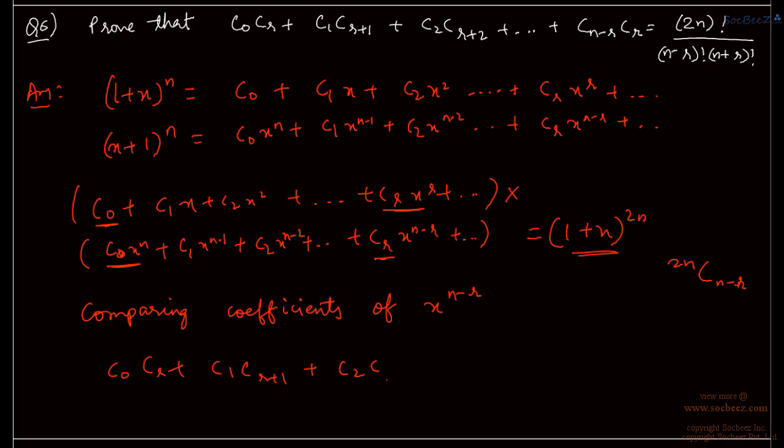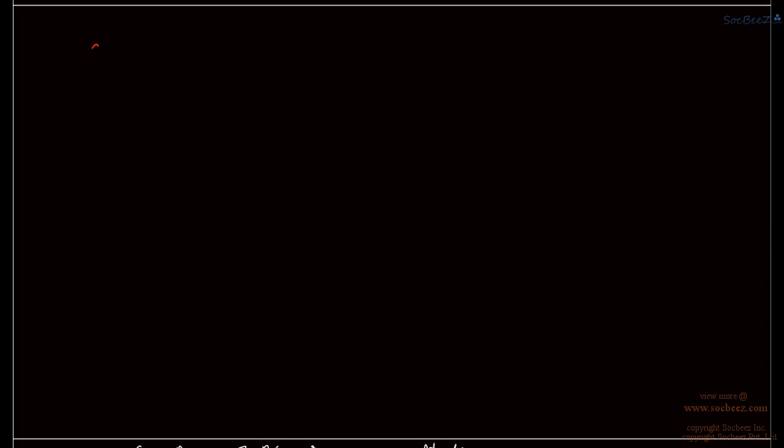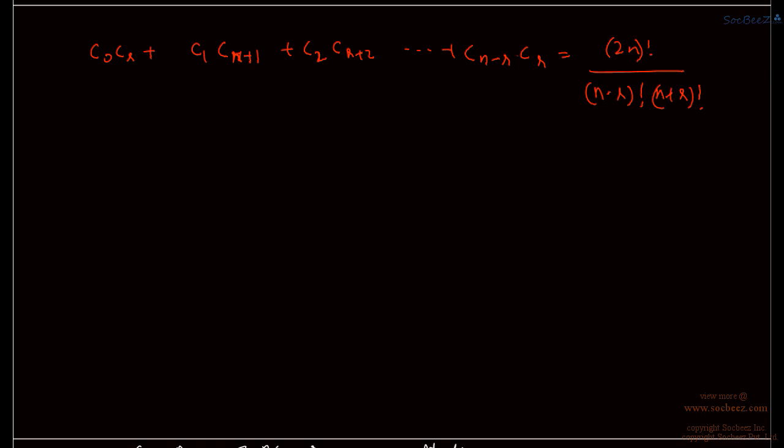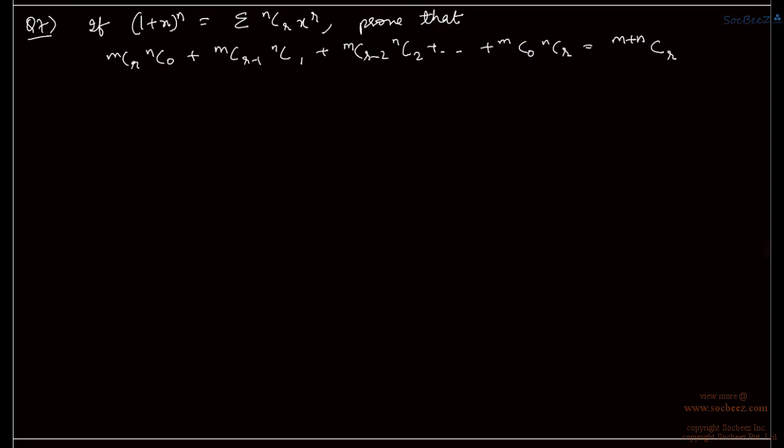This is C1 into C(r plus 1). Similarly C2 into C(r plus 2), like this, till C(n minus r) into Cr. That will give me 2nC(n minus r). So I just expand that: C0 Cr plus C1 C(r plus 1) plus C2 C(r plus 2) all the way to C(n minus r) Cr, that will give me 2n factorial by n minus r factorial n plus r factorial. So the result has been proven now.